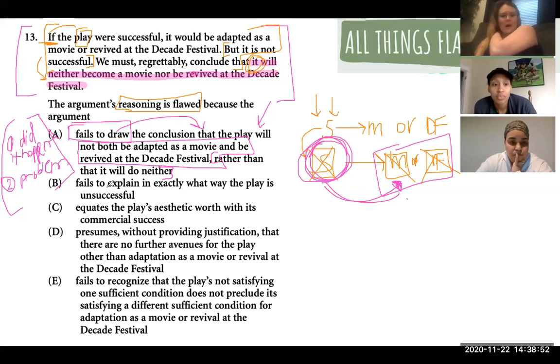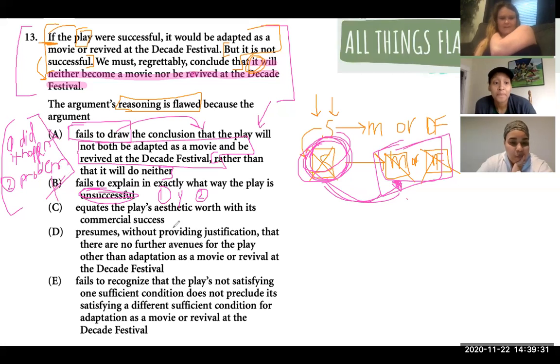Does it matter why the play is unsuccessful? So here we go. Sorry, let me start over. One, did this happen? Did we fail to explain why the play is unsuccessful? Yes, we don't know. Two, is it a problem? No. Does it matter why the play is unsuccessful? No. Not at all. The problem is we know it's unsuccessful, and then we assume that it can't be either of these things then.